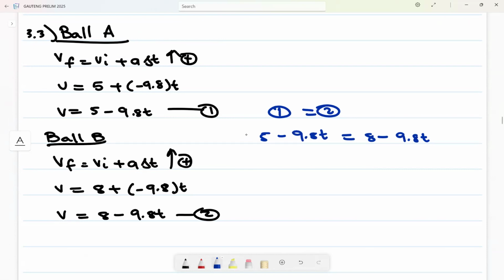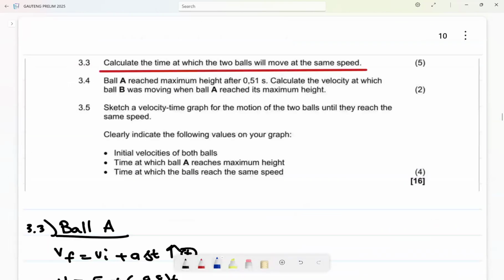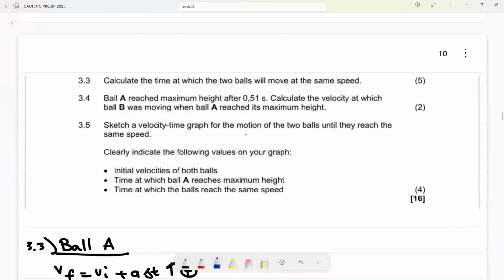These and these will cancel. 5 equals 8, not. This is a contradiction. So it tells you that there will never be a scenario like that.